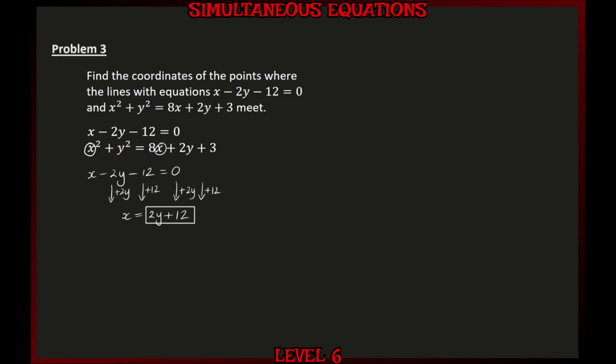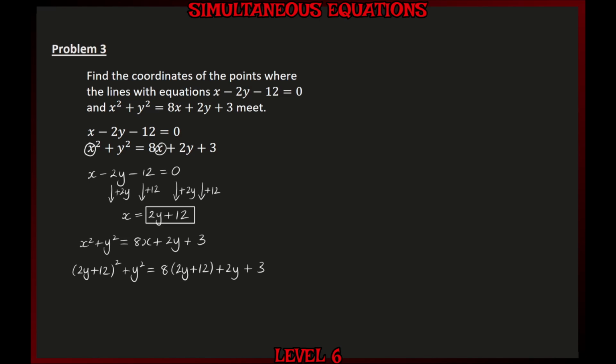So our nonlinear equation, x squared plus y squared is equal to 8x plus 2y plus 3, now becomes, in brackets, 2y plus 12 squared plus y squared is equal to 8 times x, which is now 8 times (2y plus 12), plus 2y plus 3. We now have an equation that just has y's in, so we can expand, simplify, rearrange, and solve.